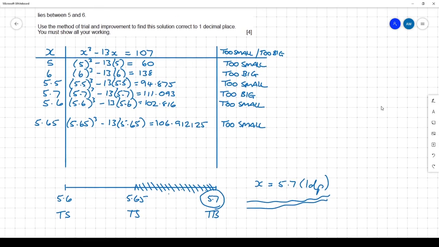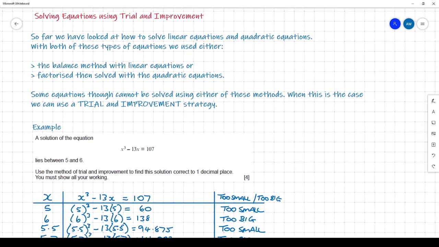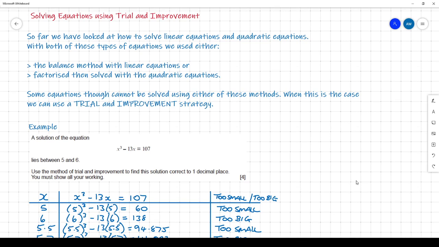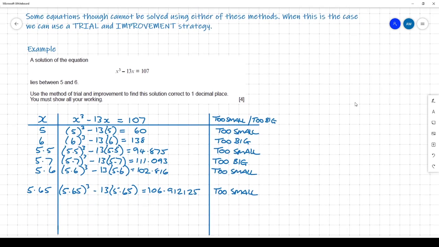Okay, so a quick recap. Solving equations using trial and improvement, we use this method when they're not linear or quadratic equations, because we have methods for those. There are a couple of other methods for quadratic equations when you cannot factorize them, but that's for another video. So when we can't use those two methods and they're not nice linear, nice quadratic equations that can be factorized, we use trial and improvement.